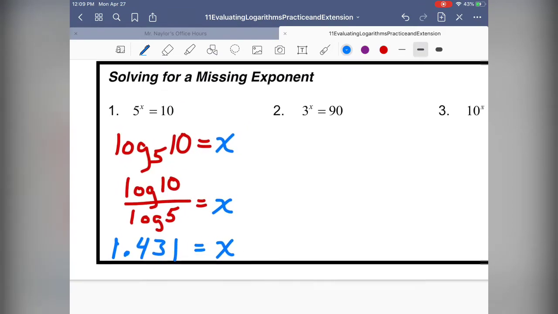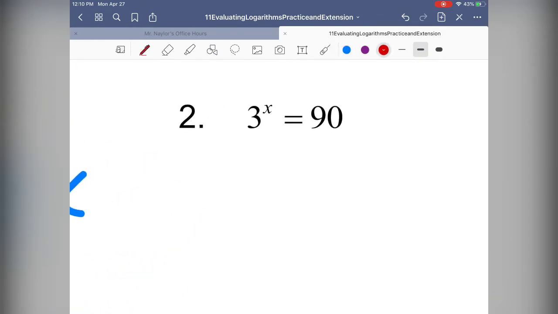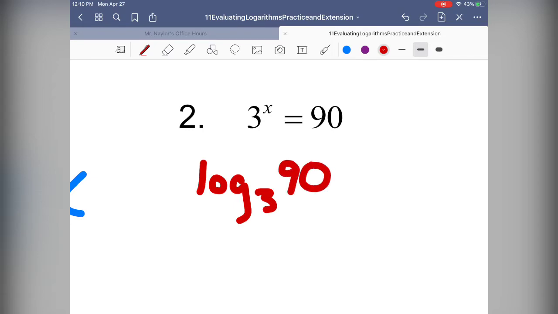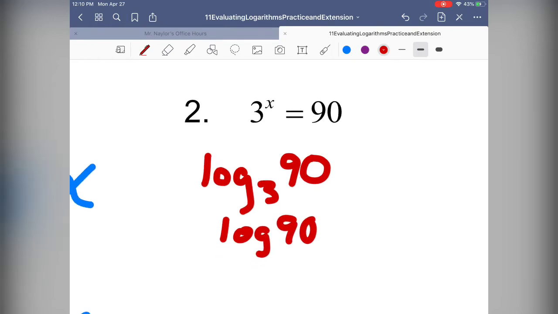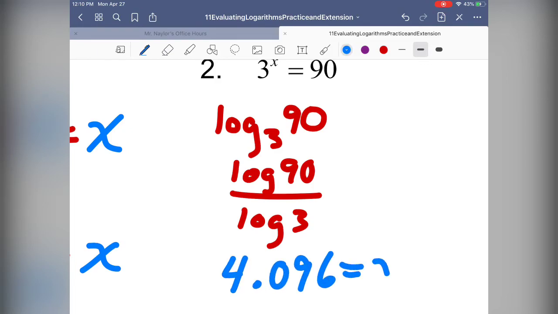So are you ready to find the exponent that you would put on 3 to get 90? Sound like kind of a familiar story? The exponent that you put on 3 to get 90 would be the log base 3 of 90. And yes, that's a calculator problem. Divide it on your calculator. Do the log of 90 divided by the log of 3. Pretty easy, right? It ends up giving you the exponent. And that's all there is to it.